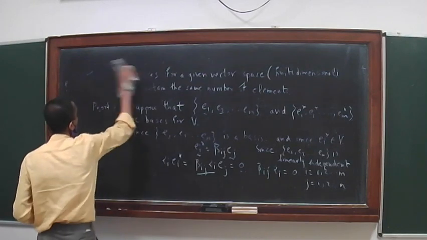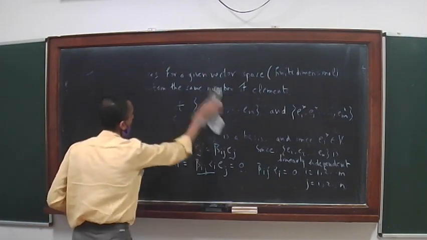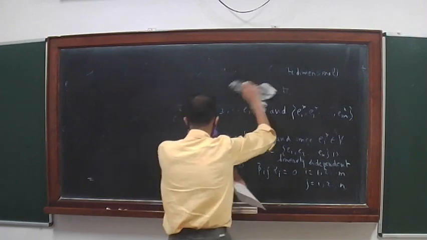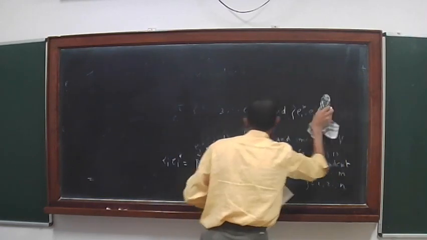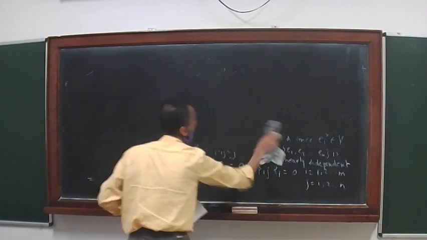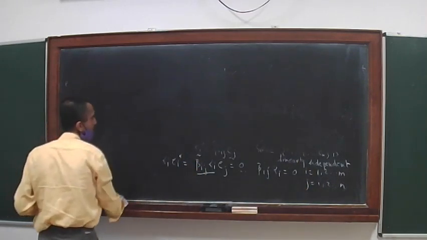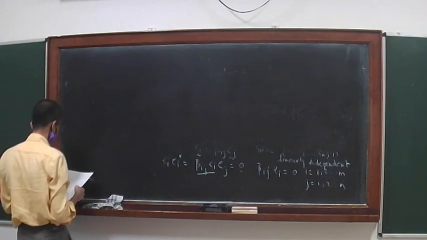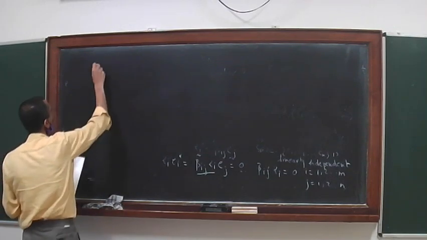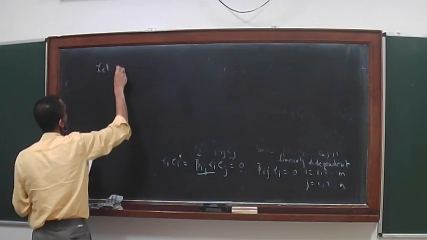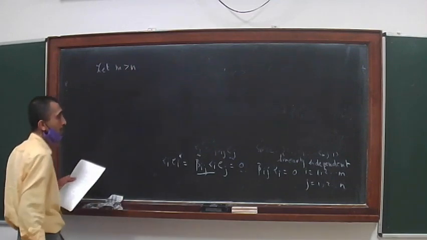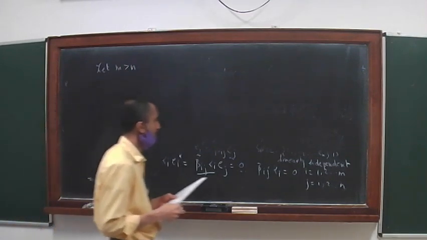Now let us look at the implications of that particular statement here. So let now m be greater than n. So what is this?